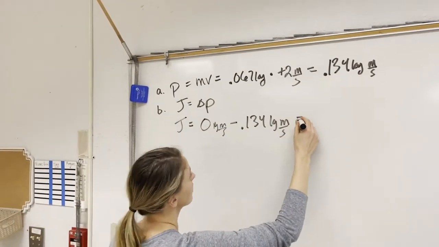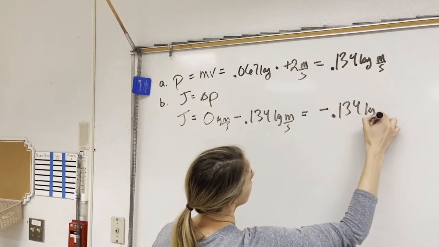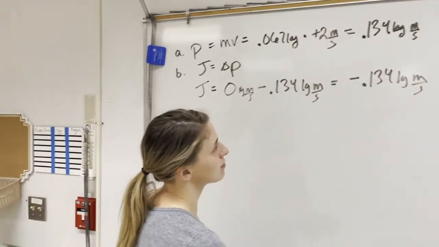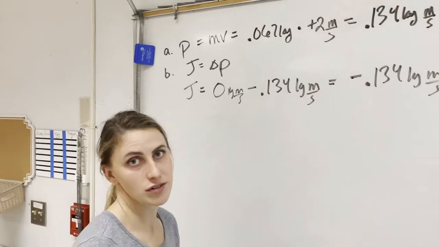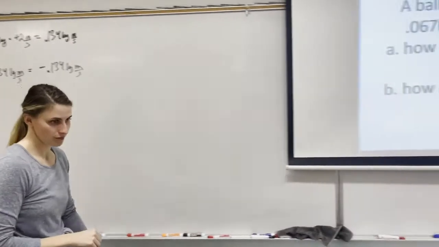So what we have here is negative 0.134 kilograms meters per second, and that makes sense because this negative sign just tells us the direction. So the exact same momentum, but just in the opposite direction. That's simple. Okay.